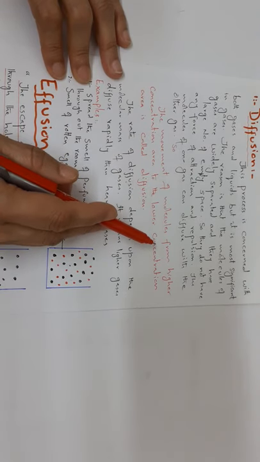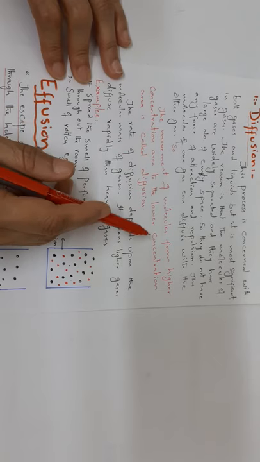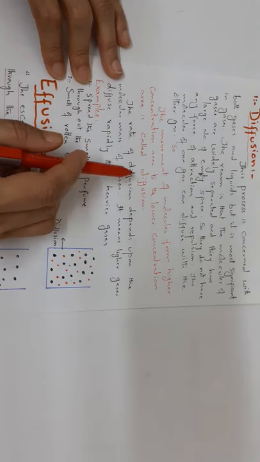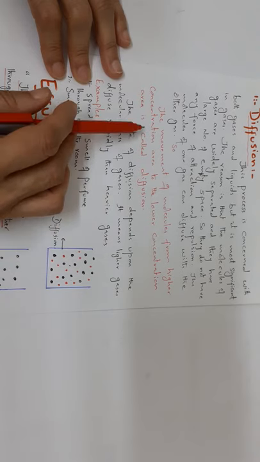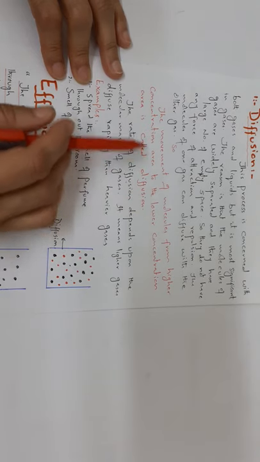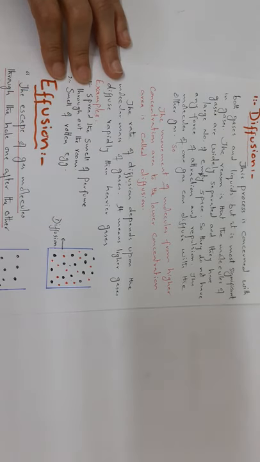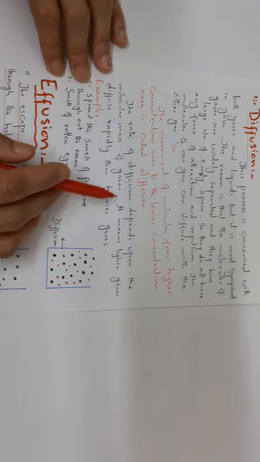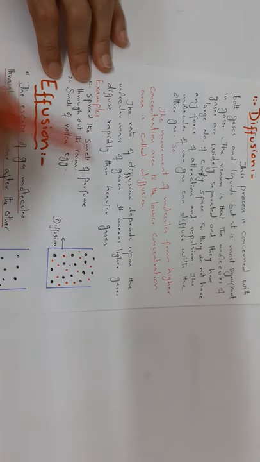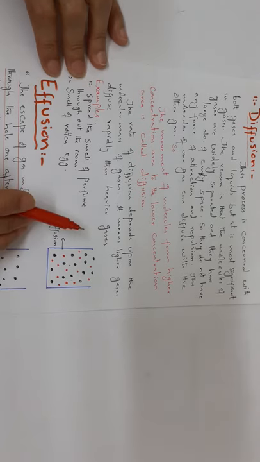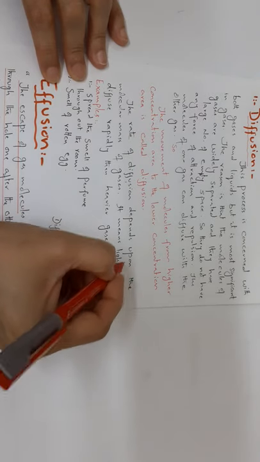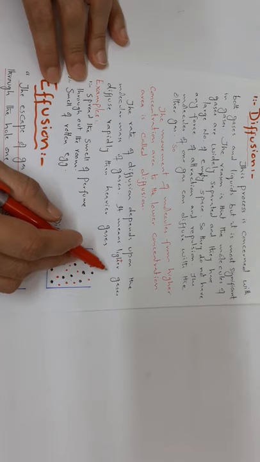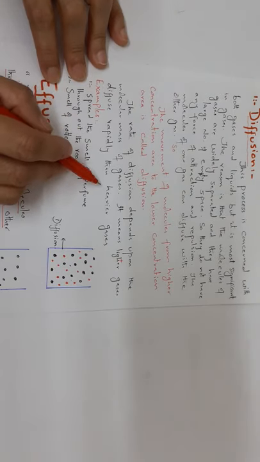We can define diffusion in this way. The movement of molecules from higher concentration area to the lower concentration area is called diffusion. The rate of diffusion depends upon the molecular mass of gases. It means lighter gases diffuse rapidly than heavier gases.